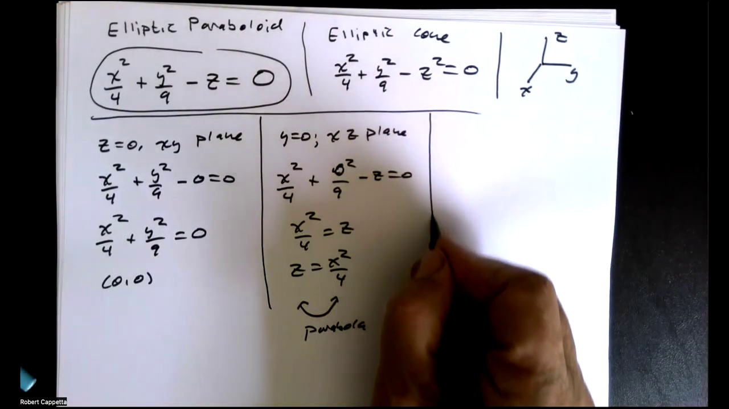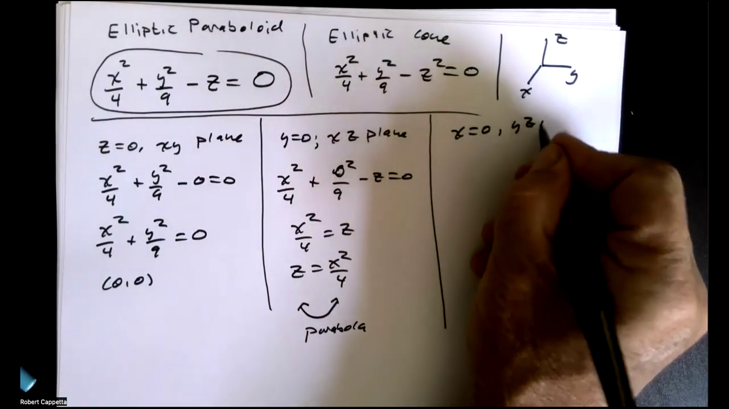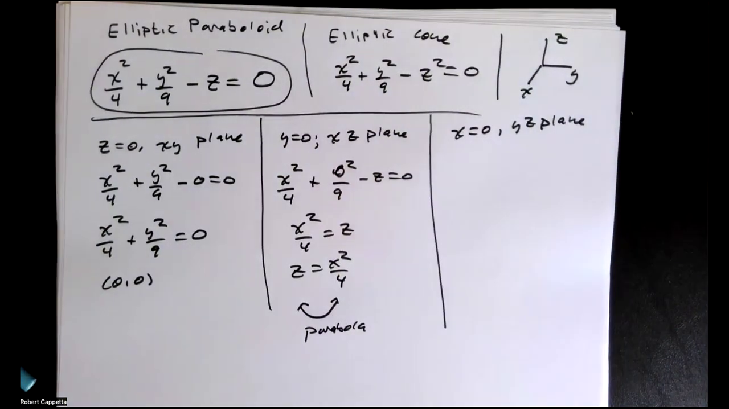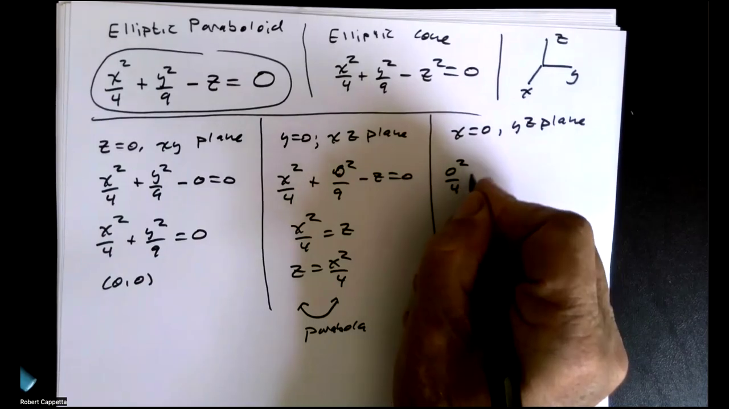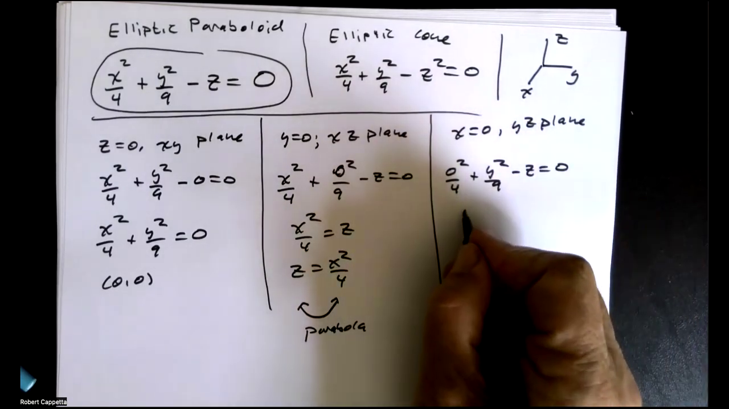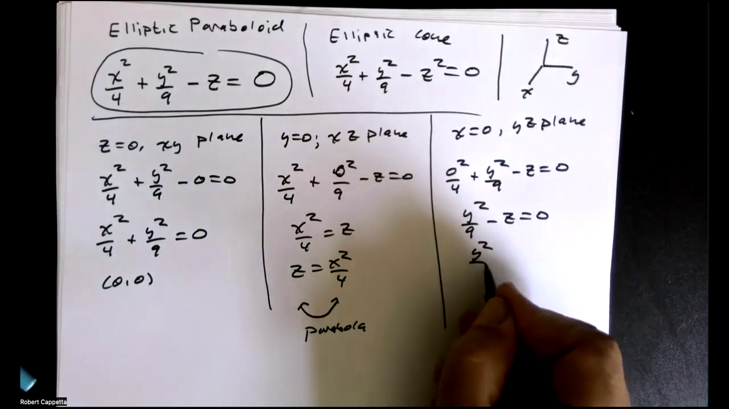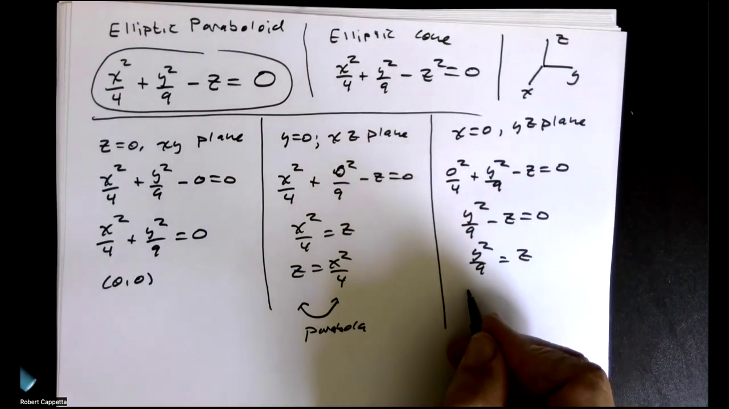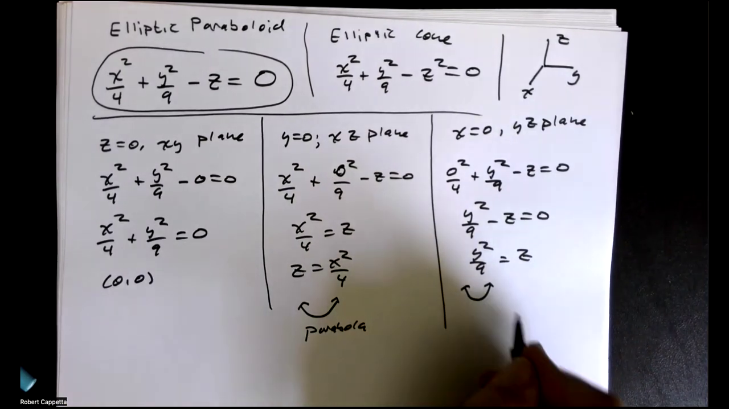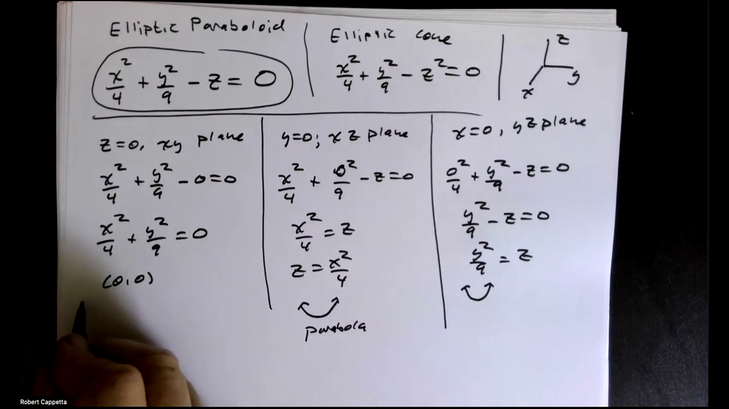Now, how about if x equals 0? This is our YZ plane, viewing it from the front. So if x equals 0, we have 0 squared over 4 plus y squared over 9 minus z is 0. Y squared over 9 equals z. Again, it is another opening upwards parabola. Looking at it from the front view, we see a parabola. Looking at it from the left view, we see a parabola. We see a point, though, intersecting the xy plane.